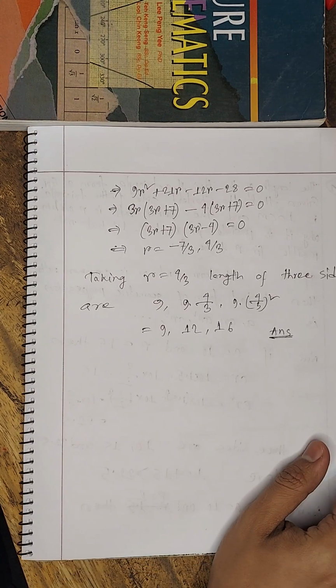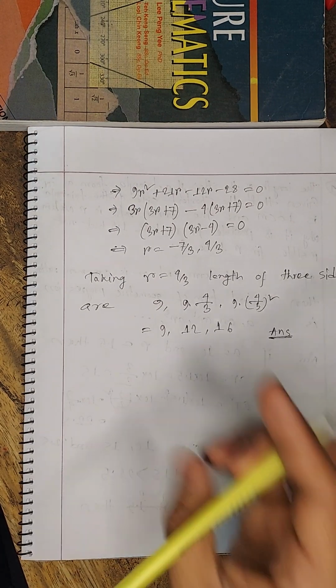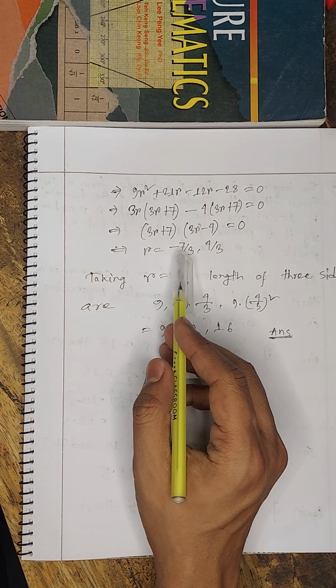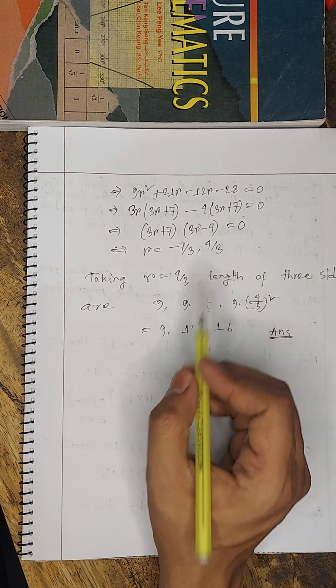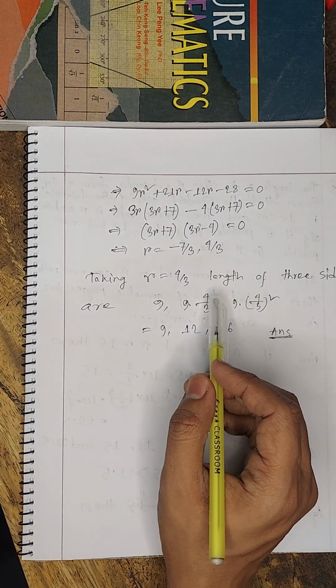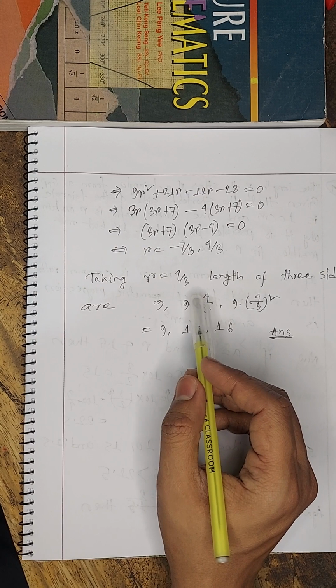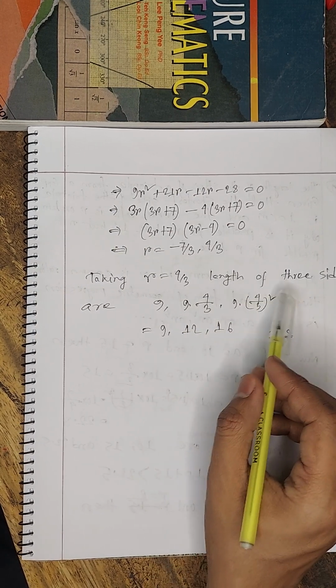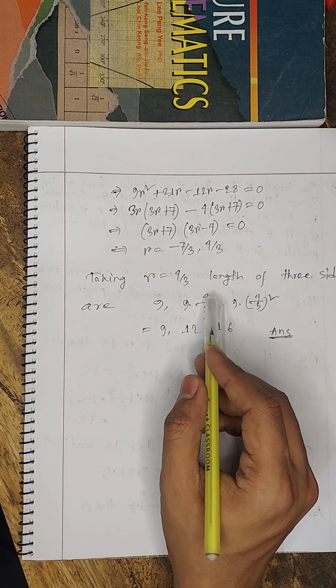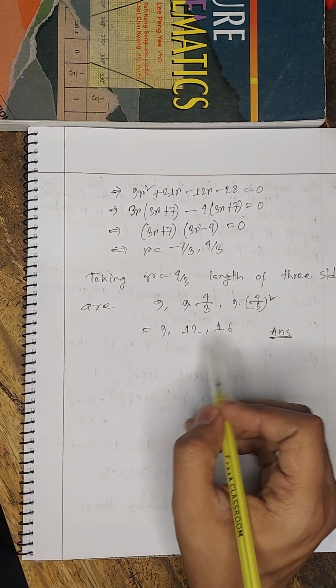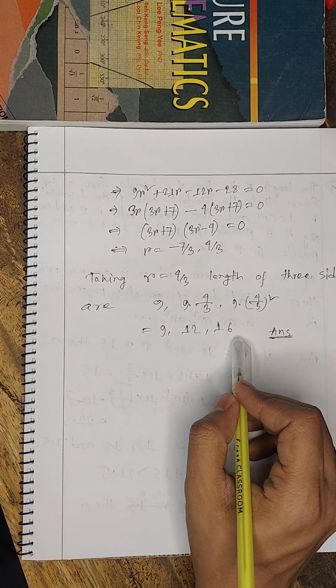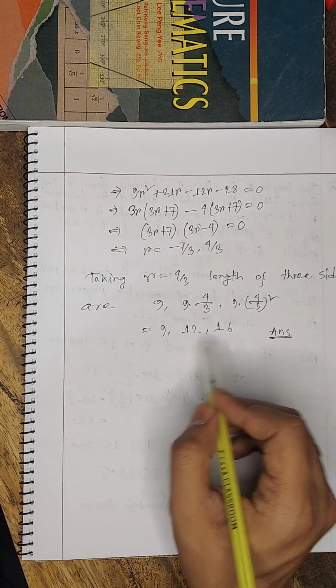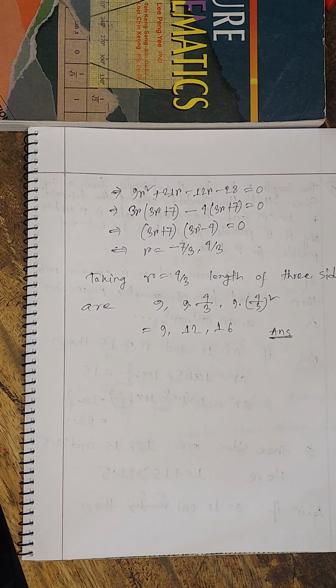from the left hand side. After factorizing it, we get the value of R is minus 7 by 3 and 4 by 3. Minus 7 by 3 is not applicable, so by taking R as 4 by 3, the lengths of the 3 sides will be 9, 9 times 4 by 3, and 9 times 4 by 3 whole square, and the 3 sides of this triangle are 9, 12 and 16.